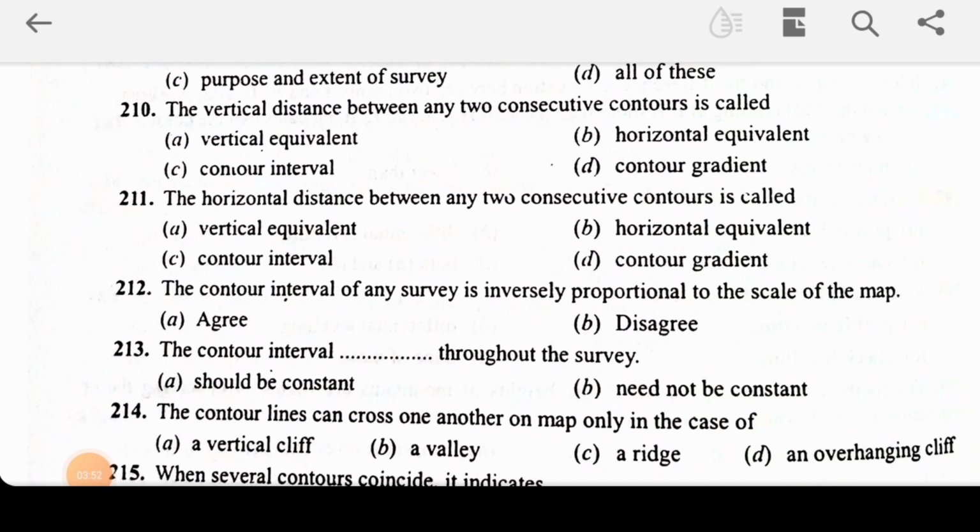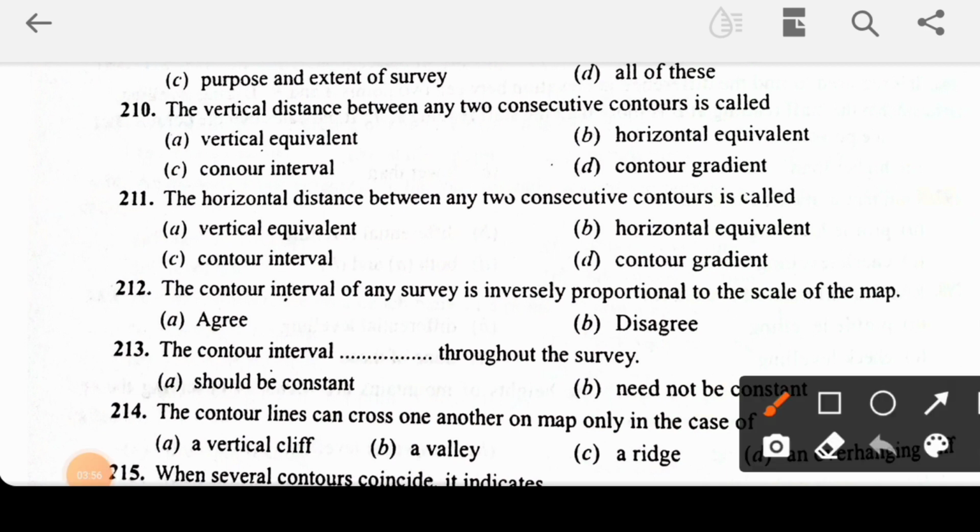The vertical distance between any two consecutive contours is called contour interval. मैं थ्योरी क्लास में डिटेल्स डिस्कस किया था, contour interval क्या है, डायग्राम लेके। The horizontal distance between any two consecutive contours is called horizontal equivalent. Correct answer B.